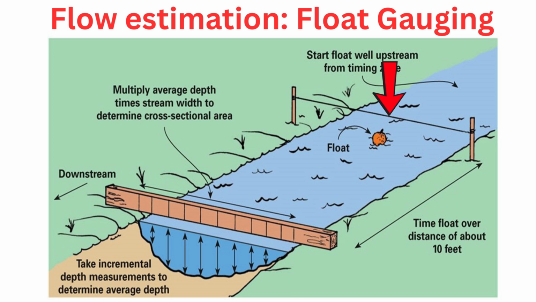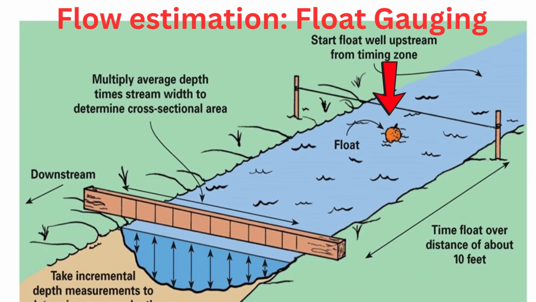Advantages for this method are: very cheap and simple method, requires minimal equipment, good for rough estimates in small streams or during field surveys. Limitations for this method are: less accurate compared to current meters or modern flow sensors. Affected by wind, surface turbulence, obstacles, and float type. Not suitable for very wide, deep, or fast-flowing rivers.